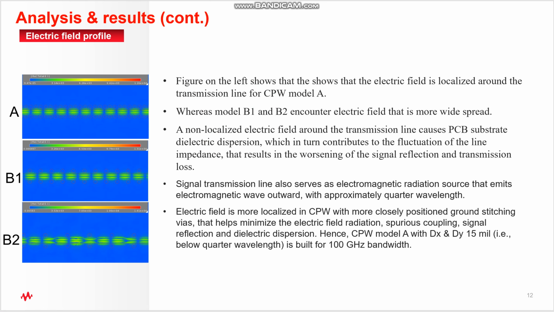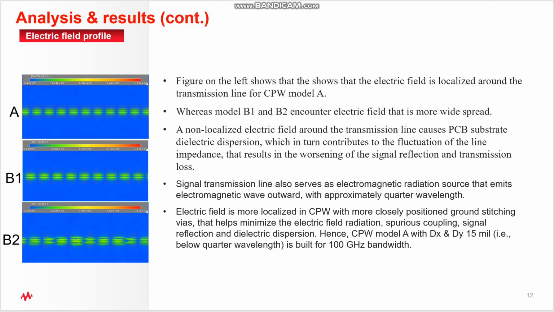Next, electric field profile. The figure on the left shows that the electric field is localized around the transmission line for model A, whereas B1 and B2 encounter electric field that is more widespread. A non-localized electric field around the transmission line causes PCB substrate dielectric dispersion, which in turn contributes to the fluctuation of the line impedance and results in the worsening of the signal reflection and transmission loss.